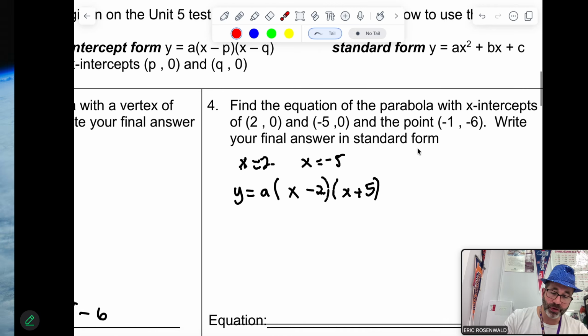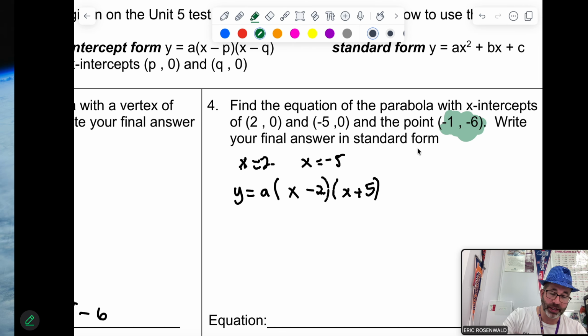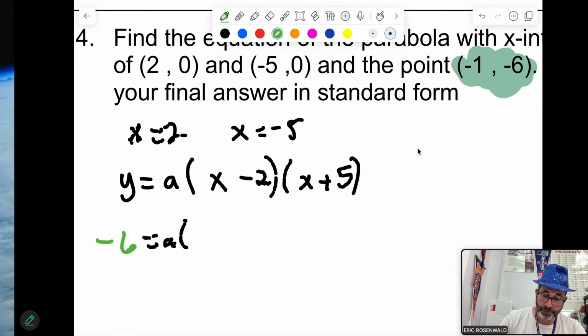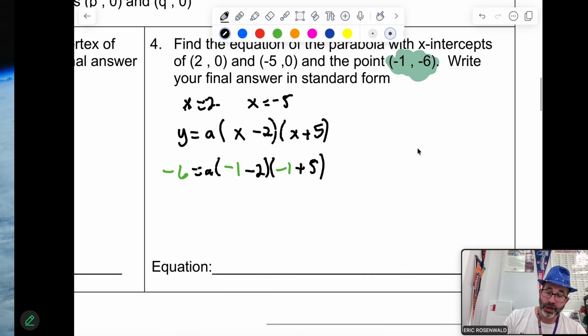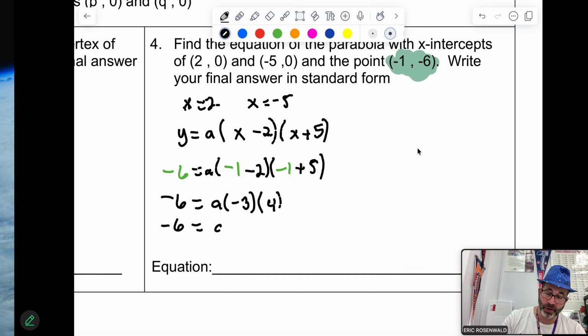We'll go ahead and use our coordinate that's given to us, the -1, -6. So we'll put in -6 is equal to a times, we're going to use -1 minus 2, and then we're using -1 plus 5. That's just using the point that was given us, the x and the y, and now we're just going to solve for a. So we have -6 is equal to a times -3, and then times 4. So we have -6 is equal to 12a, and then -12. And if we divide by -12, we get a is equal to +1/2.